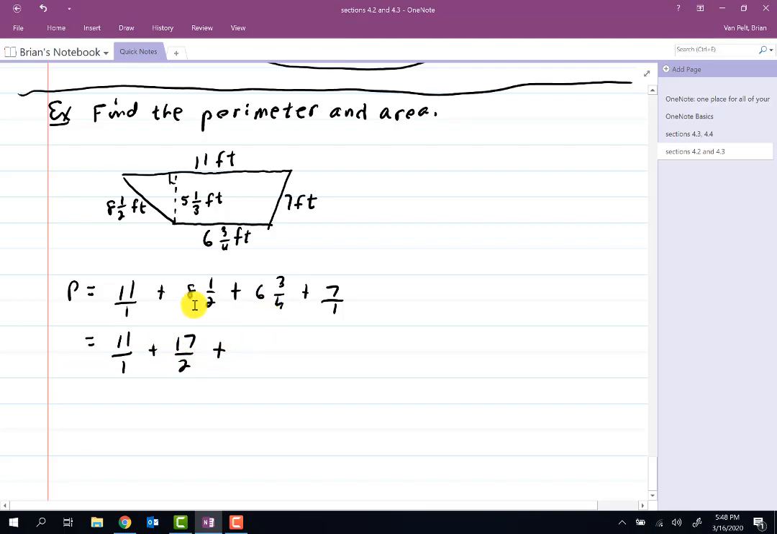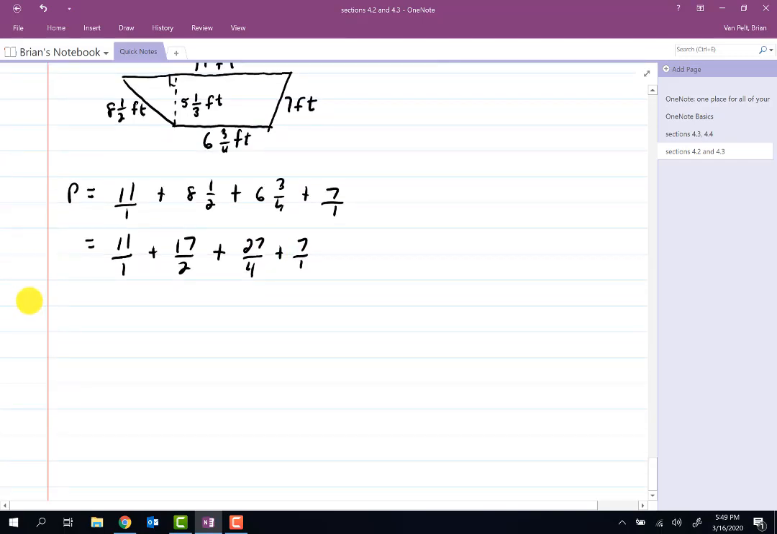So the process is 8 times 2 plus 1. That gives me the 17. And then 6 times 4 is 24 plus 3 gives me the 27 over 4, and then 7 over 1. Now the LCD of all of these fractions is 4. So I'm going to rewrite everything over 4.